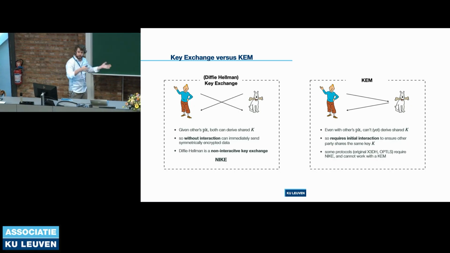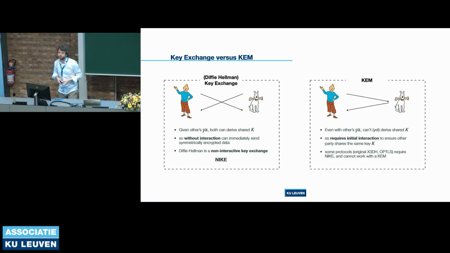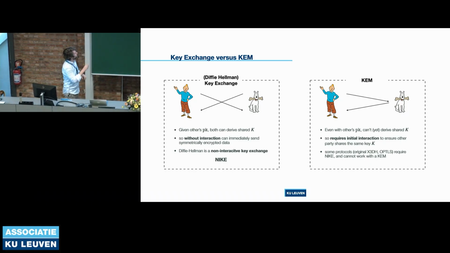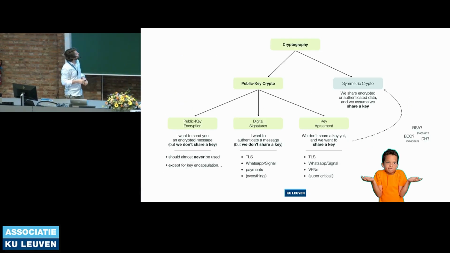And now in cryptography, for some protocols this really doesn't matter. A KEM is fine. For other protocols, you really need this non-interactiveness of the NIKE. So it cannot work with something like RSA KEM. You would really need to use Diffie-Hellman. Keep that in mind because it will be important a bit later.